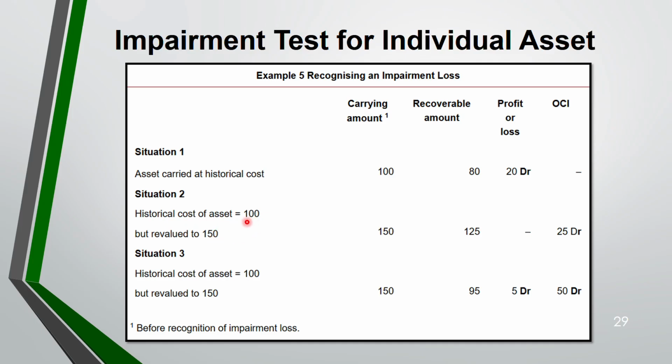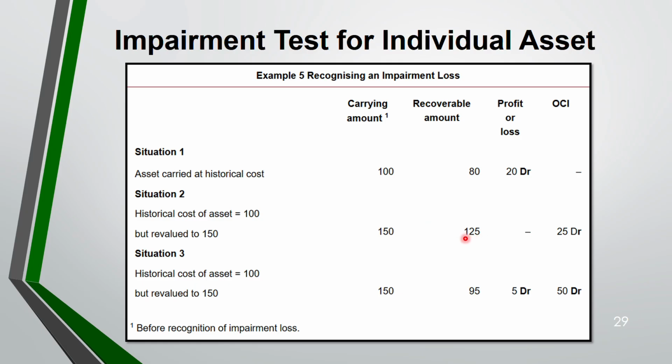So see, you will write the carrying amount at 150, the revalued amount, and then compare with the recoverable amount, because you are using the revaluation model. You are going to compare with the recoverable amount. So you see the difference is 25. This is the first time you are doing the revaluation.